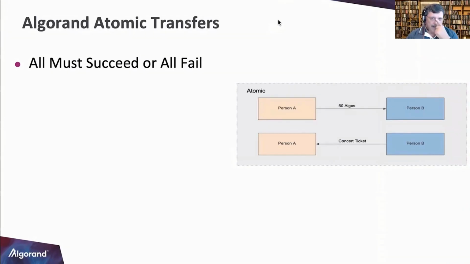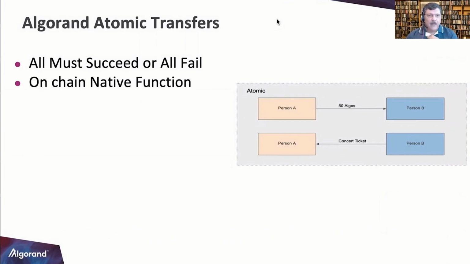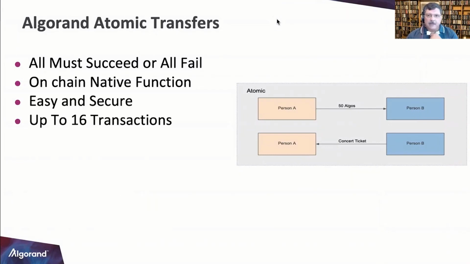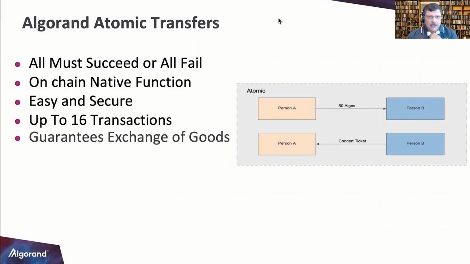Okay, Algorand atomic transfers either succeed or fail. So those that have a SQL database background, that's exactly like a transaction in a SQL database is what we're talking about. And this is an on-chain native function, as all of these layer one functions are. It's easy and secure. You can do up to 16 transactions in an atomic transfer. And what this does is it guarantees an exchange of goods.